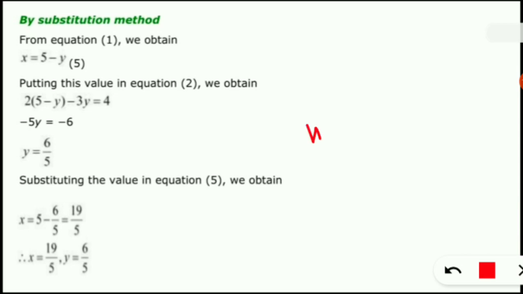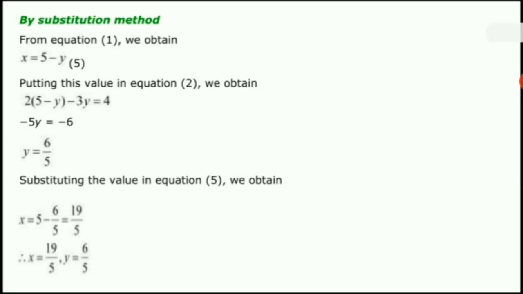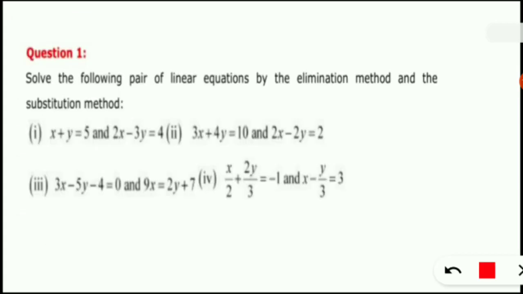Now the next question, question number 2, is your homework. Now we solve question number 3. This question is your homework. So next is 3x minus 5y minus 4 equals 0 and 9x equals 2y plus 7. Now see the answer.